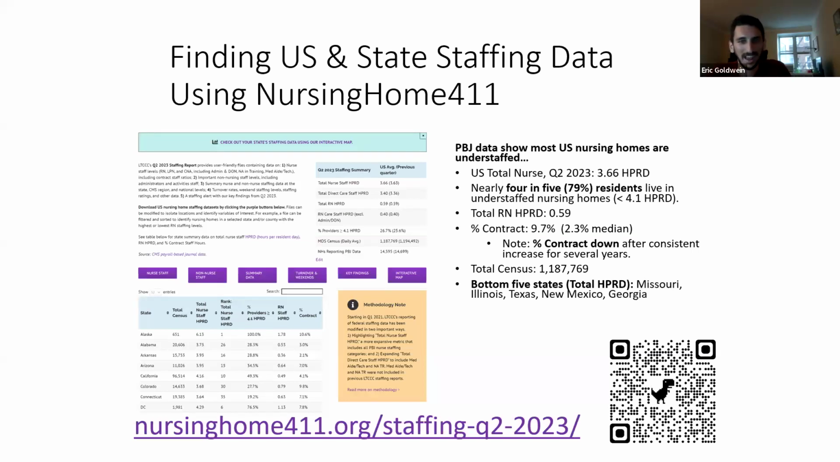And just to give you a little taste, the PBJ data from the most recent update of Q2 2023 show that nationwide, the ratio of staffing is 3.66 hours per resident day. You might recall the number 4.1. That's the amount of time that a 2001 study showed is needed to ensure that residents receive sufficient clinical care. And you don't need a degree in advanced statistics to know that 3.66 is well below 4.1. And so understaffing is rampant.